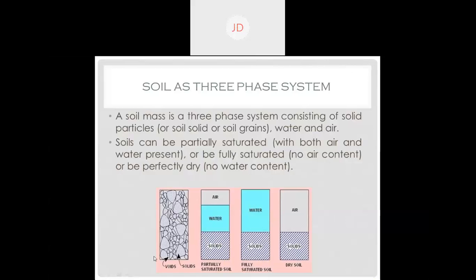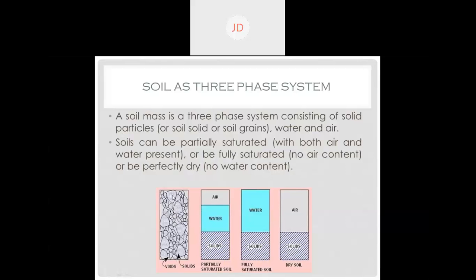Yeah. So in the first diagram, what you can see are some irregular shapes, isn't it? They look like some boundaries. All these individual boundaries have different shapes. So these irregular blocks represent soil solid or soil particles, or you can say soil grains.